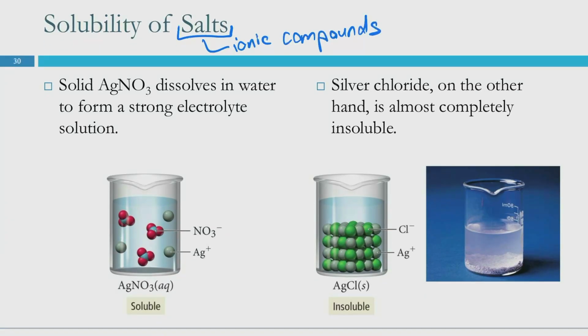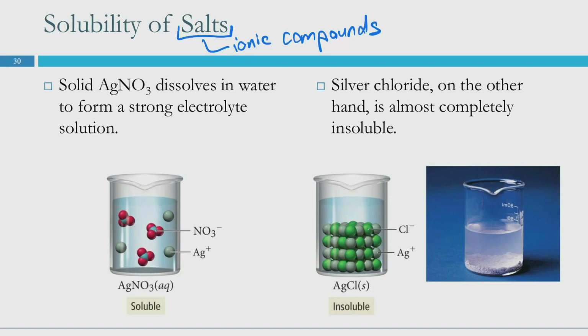For salts, things like silver nitrate, it forms a small electrolyte solution. A different salt of silver, silver chloride, is almost completely insoluble. How would we know this? We probably wouldn't. You wouldn't be able to tell usually just by looking at it if it's soluble or not until you've had lots of practice with it.